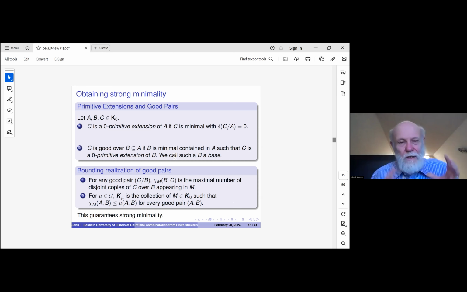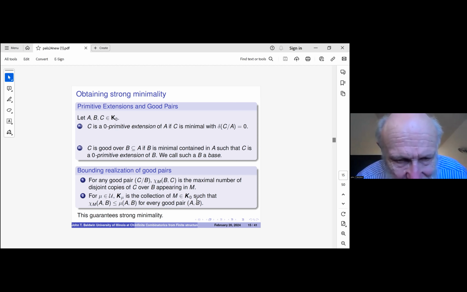And the good pairs are the things that, if you don't have the mu, there'll be infinitely many copies of a good pair. But the way we make the set strongly minimal is to insist that each one of those sequences is finite. So if I look at a particular model and a particular good pair, I call chi-M of BC the maximal number of disjoint copies of C over B appearing in M. And then K mu is the collection of structures such that chi-M of AB is less than or equal to mu of AB for every good pair AB.